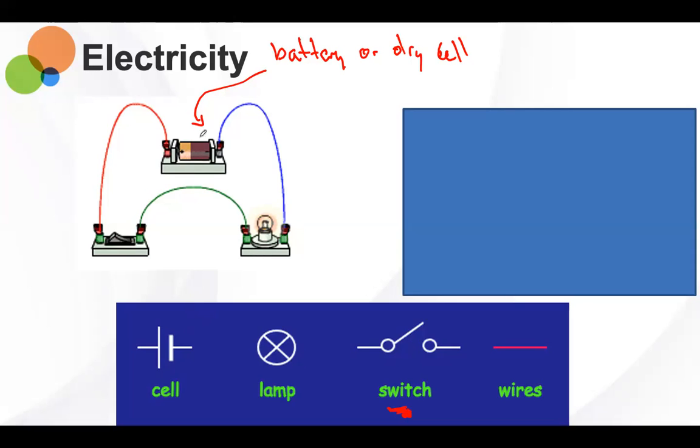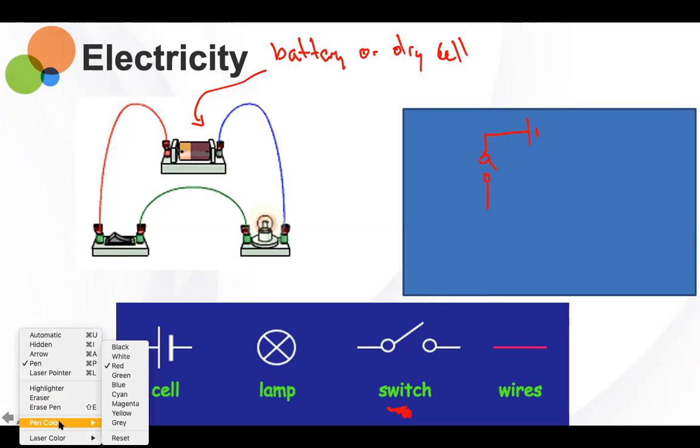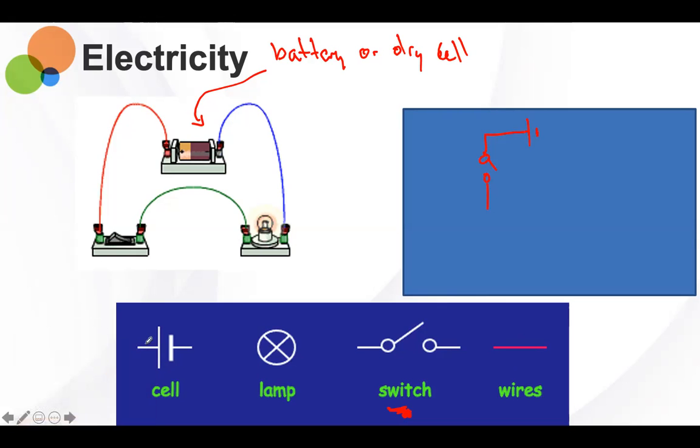So the symbol for the cell, let's draw this before the thing comes up. So we put our cell here. Then next, what will we have? What's the next thing? The switch. So then we put our switch here. The wires, of course, look like this. I probably should change the color of the pen. White.